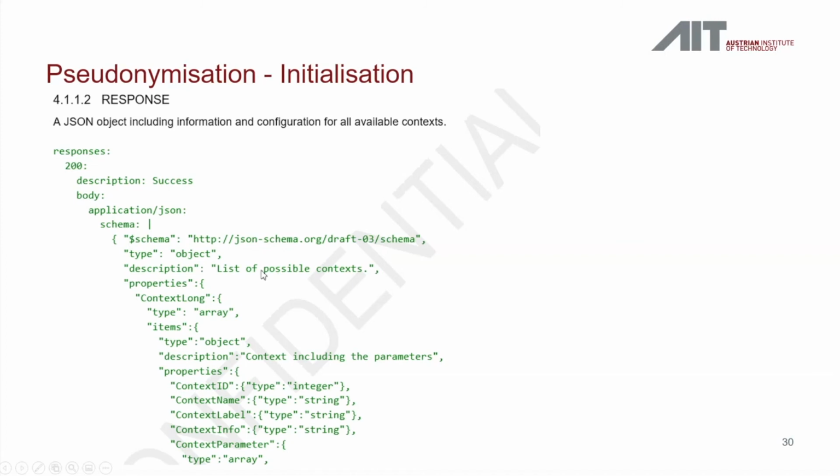Yes, this is the response of the initialization call. This is much longer. Of course, it's just a screenshot out of the consumer specification. This starts like this, and you will get back all the information: the context ID, the context name, a label, and all this information you will get back from the EUPID services, and you can display this information, and you will know what you have to ask the user.